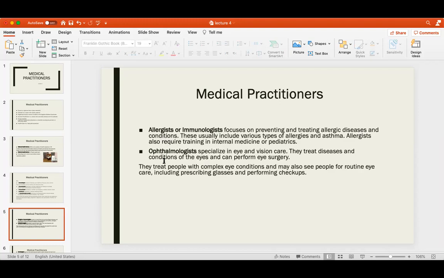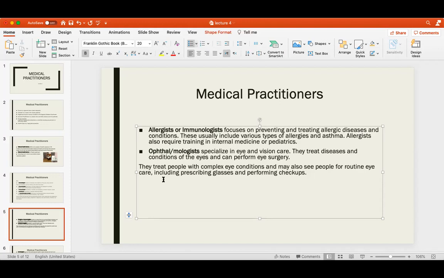Ophthalmologist. Ophthalmologists specialize in eye and vision care. How to pronounce this word? We divide it into two parts, ophthal and mologist. Ophthalmologist. They treat diseases and conditions of the eye and can perform eye surgery.